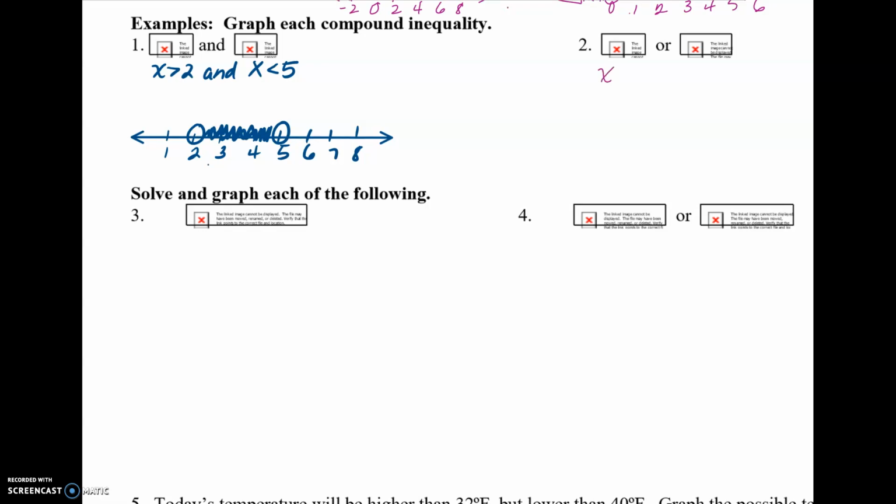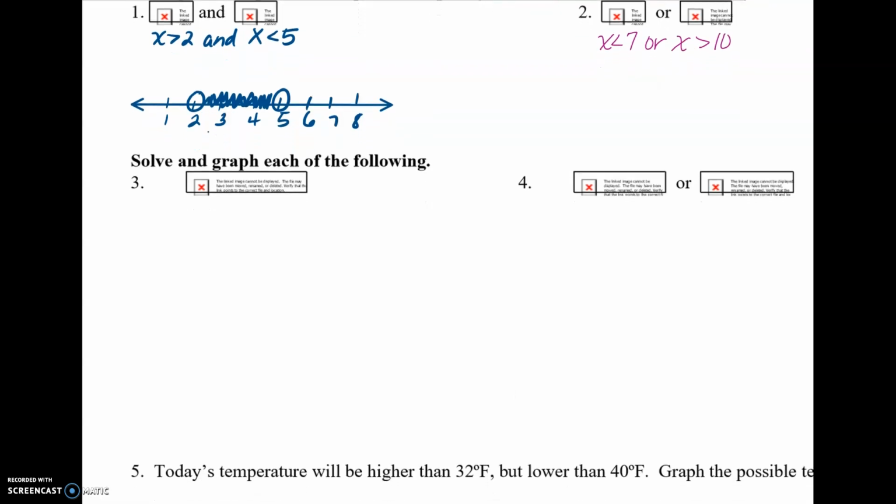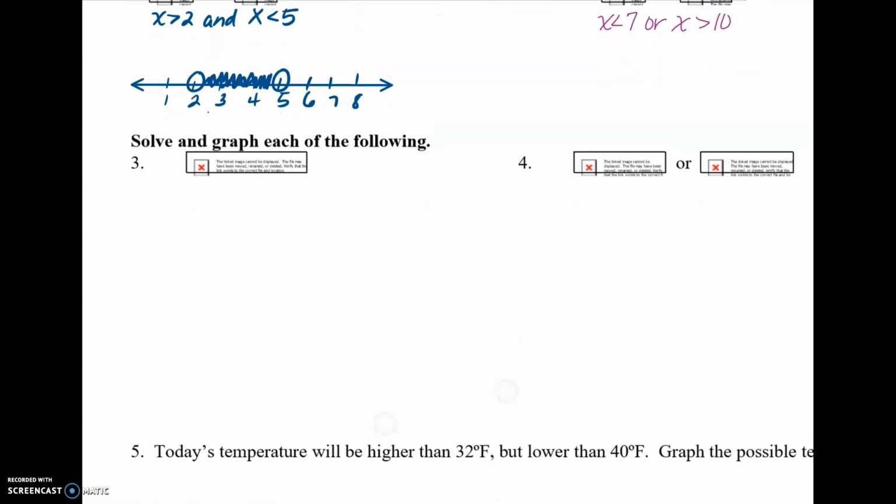Number 2, x is less than 7 or x is greater than 10. I'm going to have you do that one on your own in a few minutes, but I want you to have the problem.